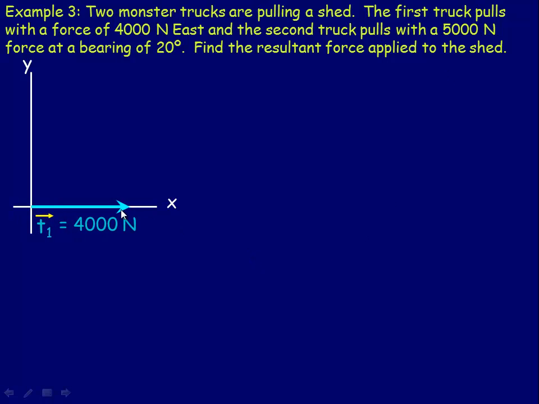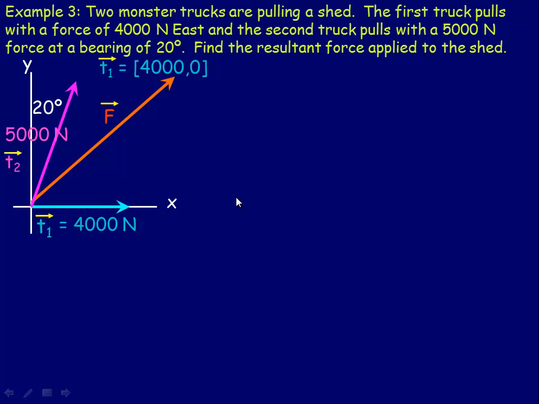First of all, we have this truck pulling straight east with a force of 4,000 newtons. And then here's the second one at an angle of 20 degrees with north, pulling with a force of 5,000 newtons. What we're going to do is write both of these vectors in component form and then add them together. So this is actually the resulting force. It's going to be somewhere between the two of these.